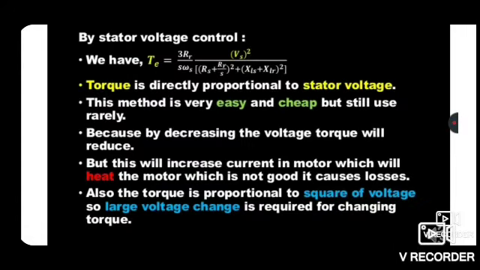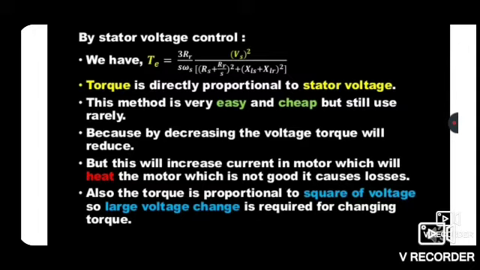Next method of speed control is stator voltage control. We have Te equal to 3 Rr divided by S into Ws, Vs squared divided by (Rs plus Rr by S) the whole squared plus (X1s plus X1r) the whole squared. Here torque is directly proportional to stator voltage squared.